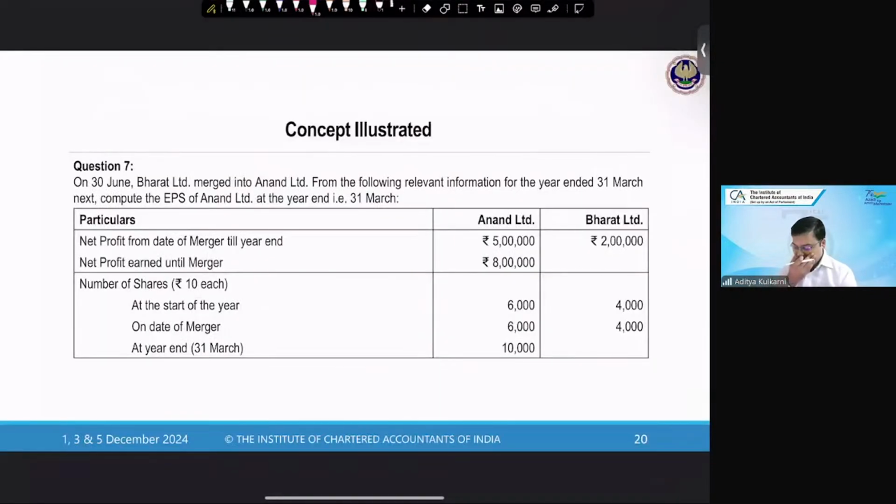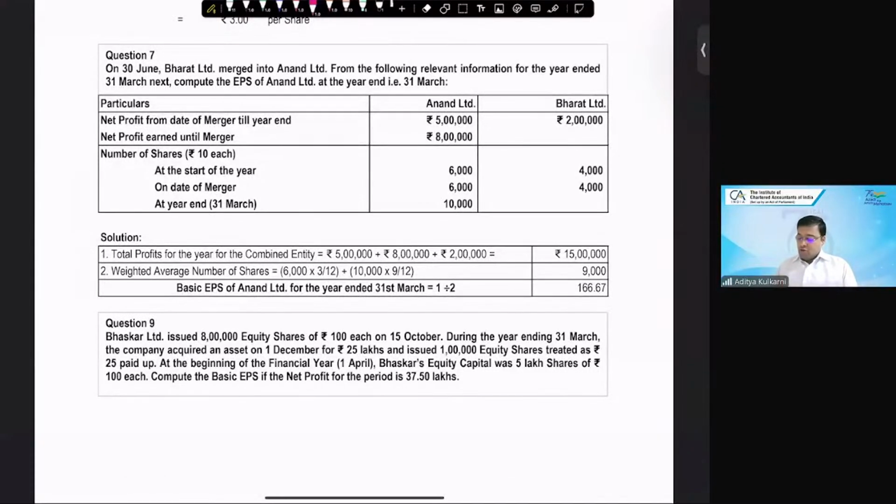On 30th June, Bharat Limited merged into Anand Limited. From the following relevant information for the year ending 31st March next, compute the EPS of Anand at the year end, that is 31st March. Anand and Bharat, net profit from date of merger until the year end, you are having. Net profit earned until the merger is 8 lakhs. Number of shares at the start of the year, on the date of merger, at the end of the year, that is 31st of March. So total profits of the combined entity.